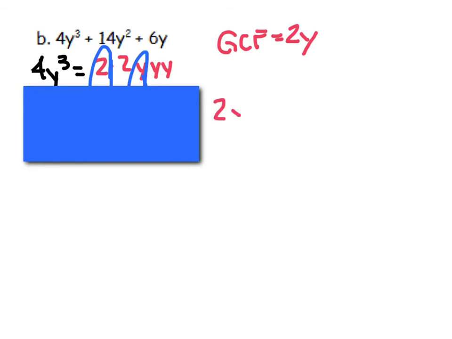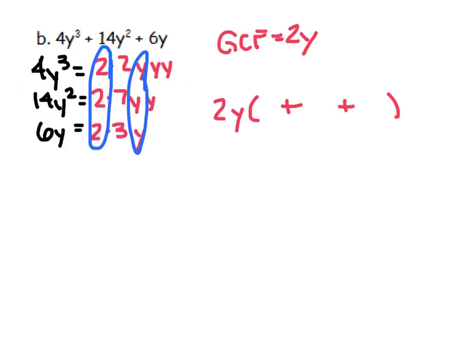Well, let's rewrite now with our parentheses. I'm going to have 2 plus signs because that's in the problem. And we're going to mark everything that we did not circle. So let's see what we get. First time it's 2y squared. In the middle it's 7y. And at the end, the last term, what we didn't circle was a 3.